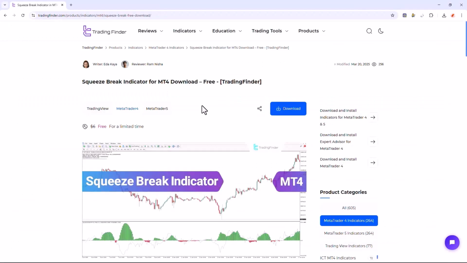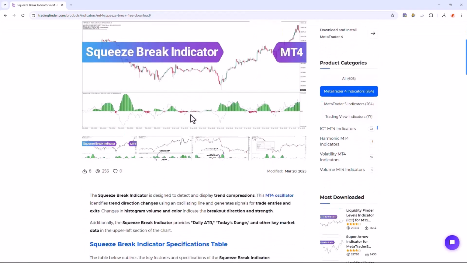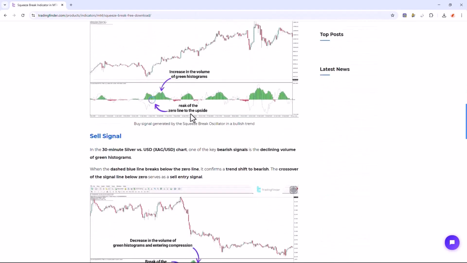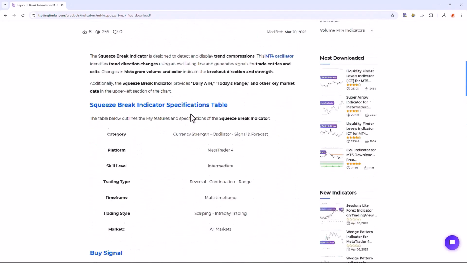The squeeze break indicator is offered for various platforms on the TradingFinder website. From this section, you can download the indicator file for MetaTrader 4 and MetaTrader 5 platforms and run it on the chart. Additionally, traders can read this page to understand how the indicator works and functions.